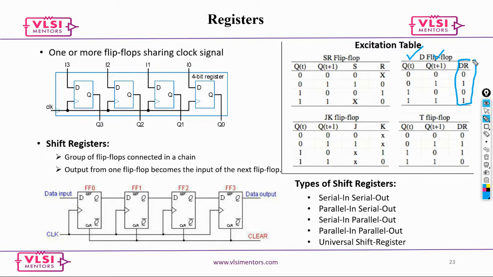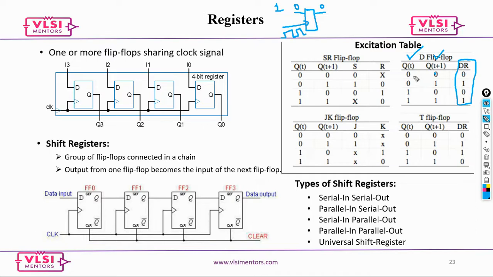So the excitation table tells you that, let's say your current output is zero, and this is your D flop. Now, when you get multiple clock pulses like this, what should be your next value? If you are expecting the next output to be zero, then you need to keep the input zero. And if you are expecting the next output to be 1, then you need to give input as 1. So this helps you to design a circuit.